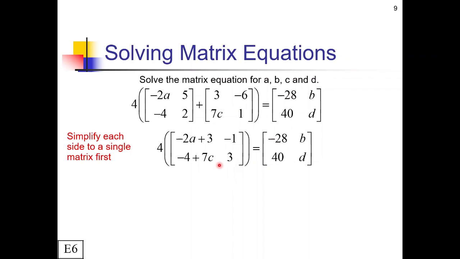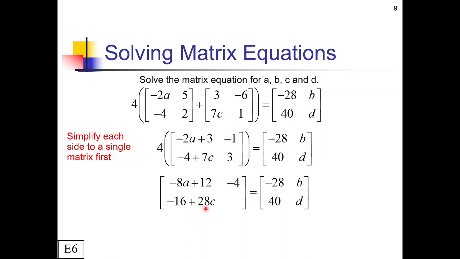I still need to also distribute this 4, so I'm going to go ahead and do that. If I wanted to, since this is an equation, I could divide both sides by 4, and that would be okay as far as it went, but then I'd end up with something weird like B and D divided by 4 over here. So I'm not sure I really want to bother doing that. So just multiplying 4 on the left side, we're going to have negative 8a plus 12 for that upper left, and then this is going to become negative 4. Down here we've got negative 16 plus 28c, and 3 turns into 12.